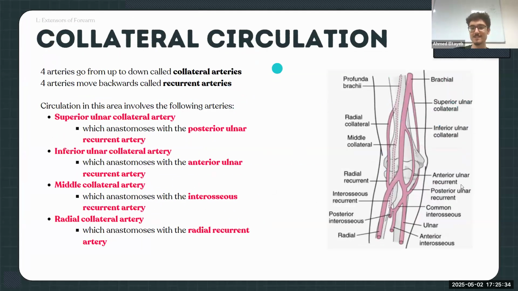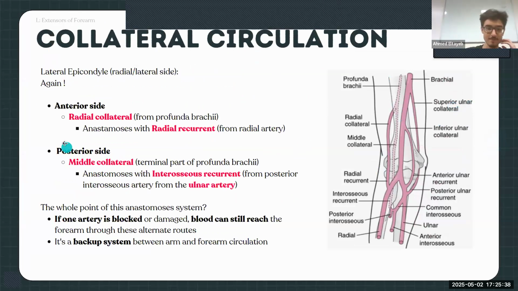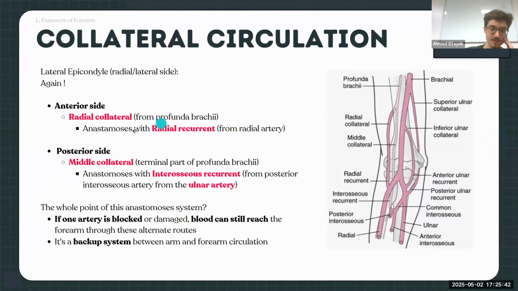And honestly, this slide was confusing for me too, but it made sense. Understood it. But this is again just talking about what I said, and the point of all of this: know what the profunda brachii gives, what the brachial gives, what the ulnar gives, what the radial gives, and what the common interosseous gives. Okay?